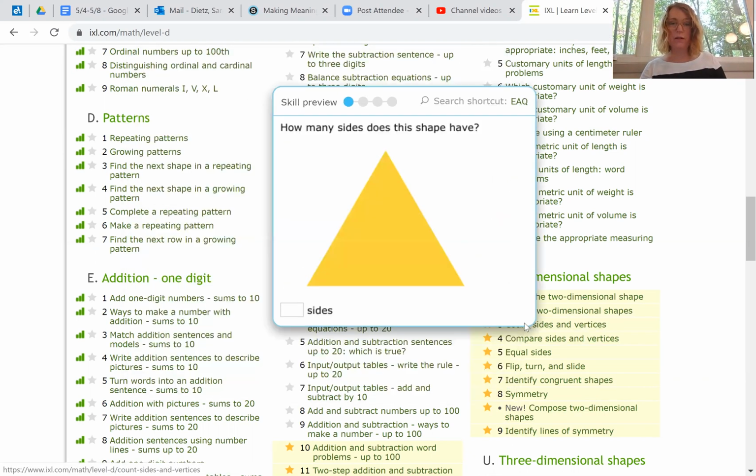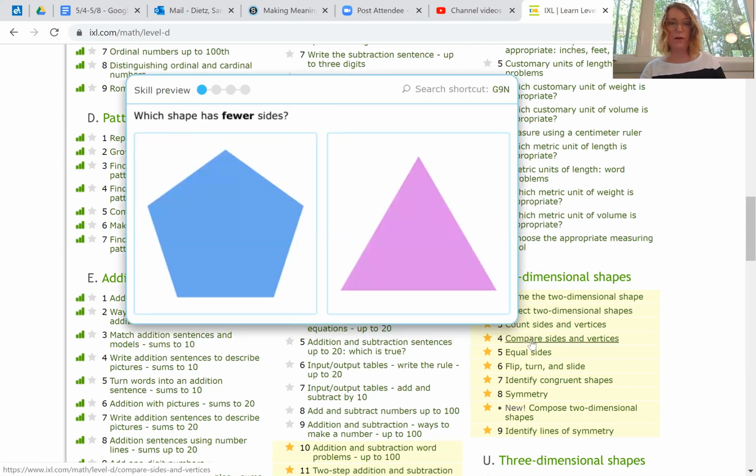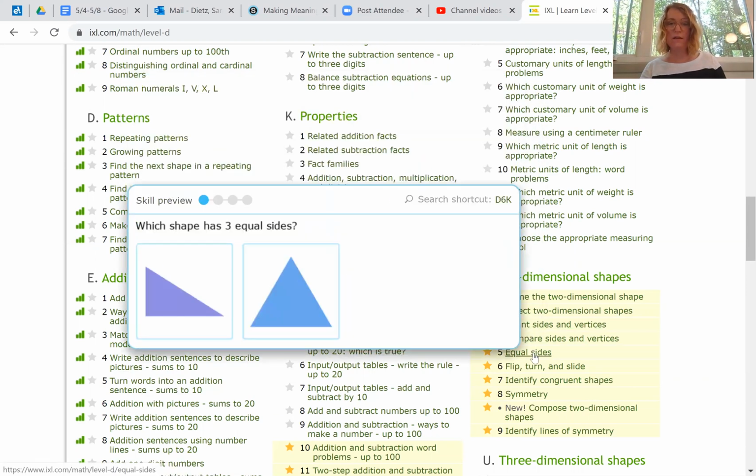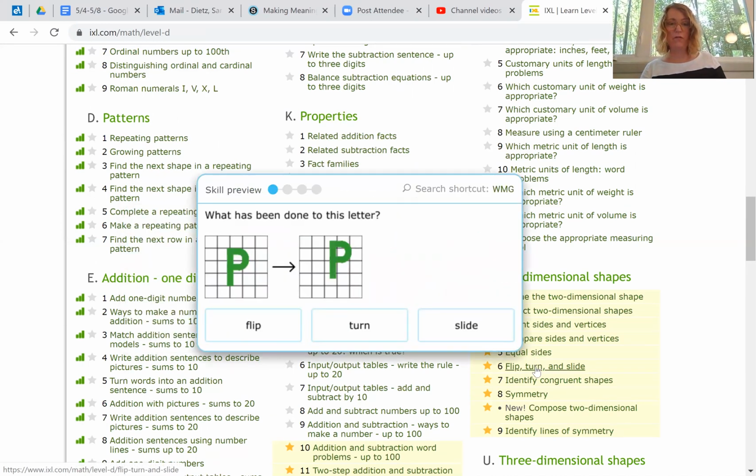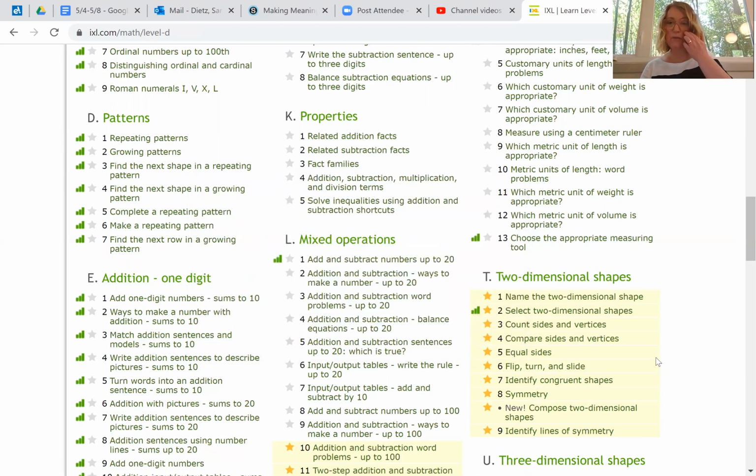So you can see that it has different questions about different, here it's comparing sides and vertices. Which shape has 3 equal sides? Ooh, that one might be a little bit tricky for you. Oh, look at those interesting shapes. On here you can flip and turn things around. So this is a lot different than the other type of math problems you've been doing on IXL. I want you to do level D section T this week, please. And all of these are about what we just learned about with different attributes of shapes.